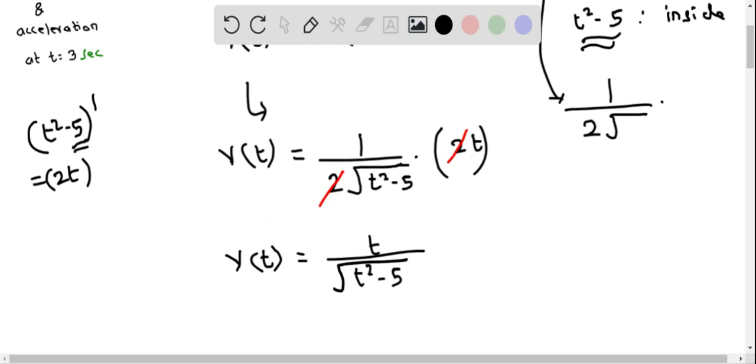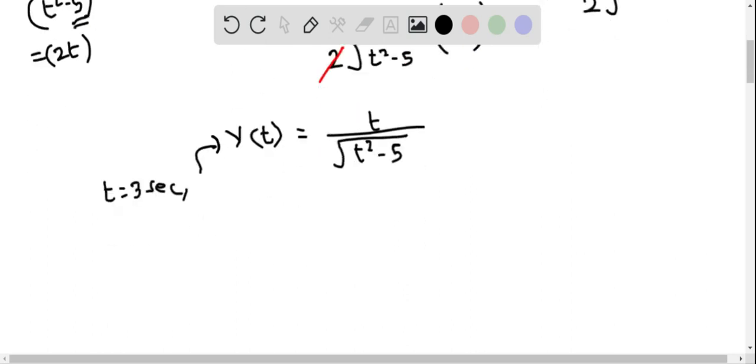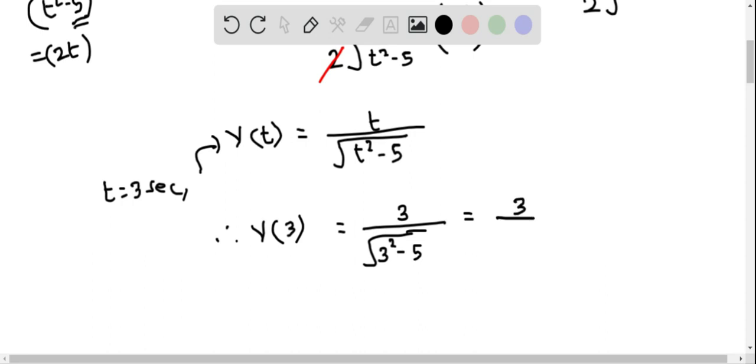Since we want to find the velocity at t equal to 3 seconds, we plug t equal to 3 into the velocity function. Therefore we get v of 3 equals 3 divided by the square root of 3 squared minus 5. 3 squared is 9, so it is 9 minus 5 under the root. This gives 3 over the square root of 4. The square root of 4 is 2, so we put 3 by 2.